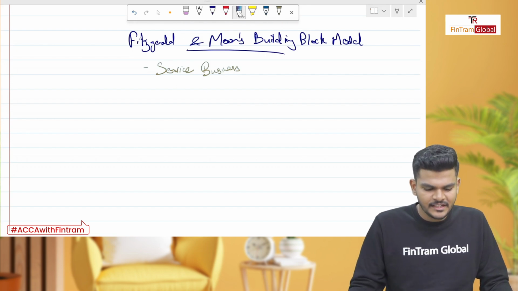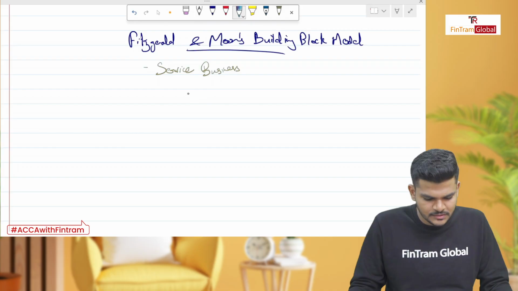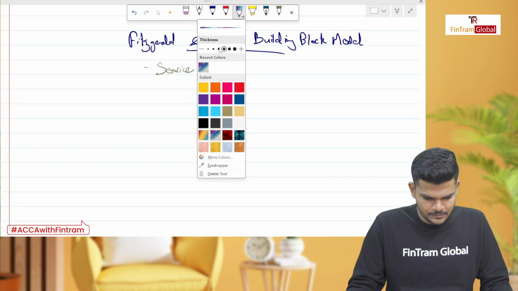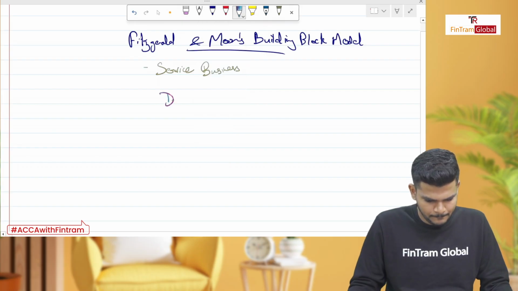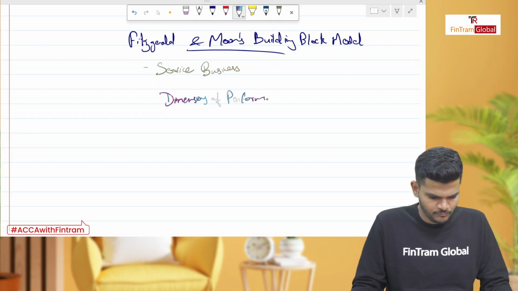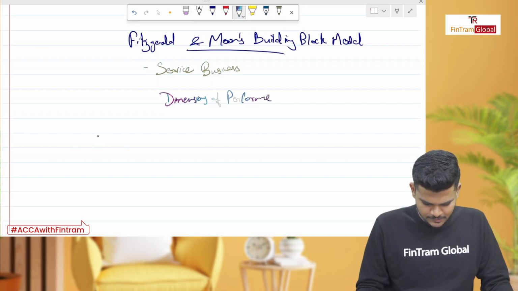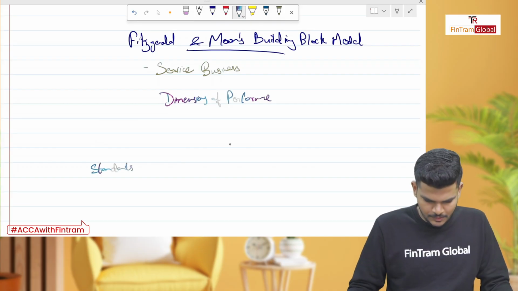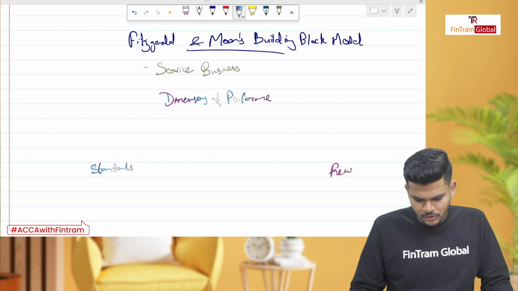There are three building blocks, right? What are the three building blocks? There is dimensions of performance. Let me just reduce the size here. There we go. Then there is standards, and then there are rewards as well.